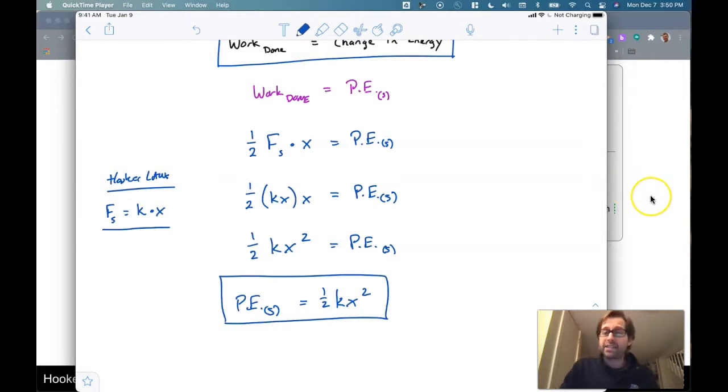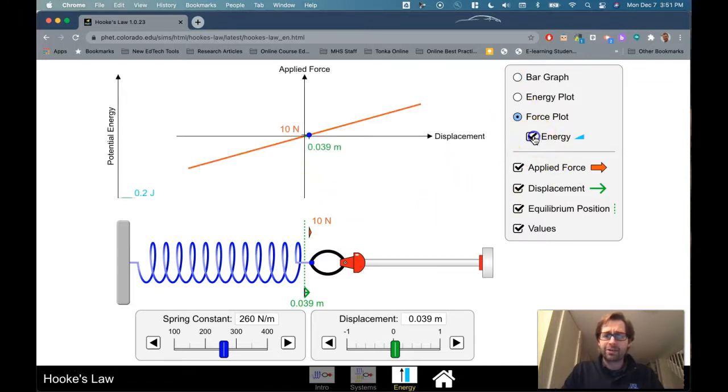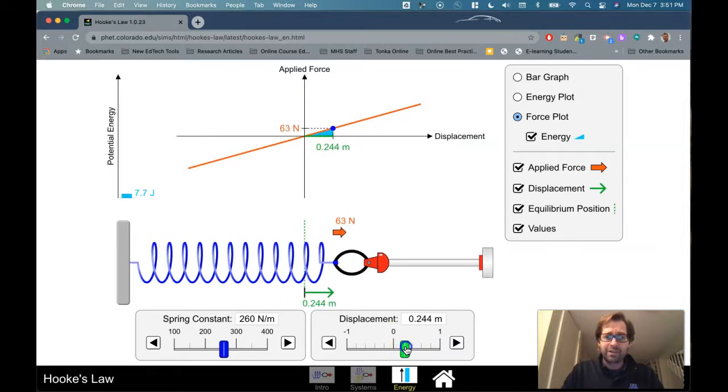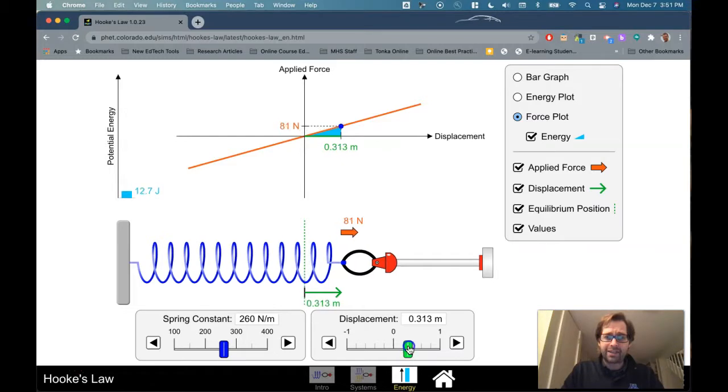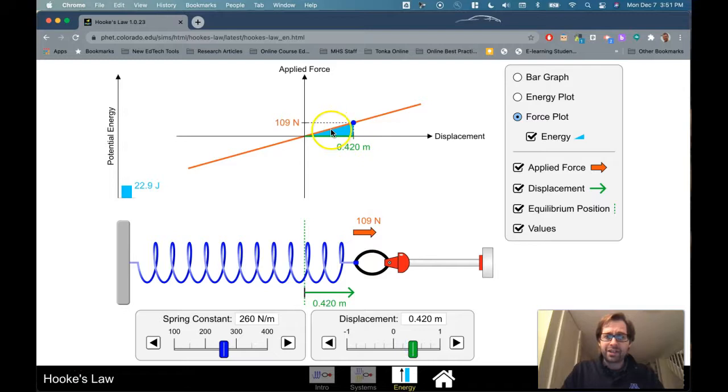Okay, I want to go back to that simulation because it was giving us some potential energy values, and I kind of want to see if that's the case. So I'm going to turn on this force plot here, and I'm going to turn on this energy marker. And as we increase the amount of displacement, as I stretch the spring backwards, watch what happens. Notice that the force and the distance are increasing at that linear rate, and this blue section is the area under the curve. What I want to do is see, does that match what we could calculate for our energy over here?